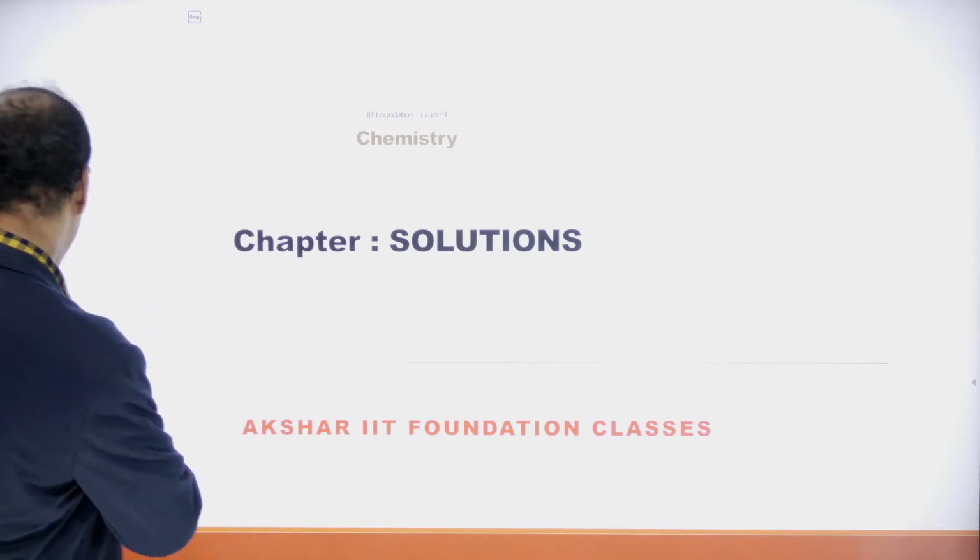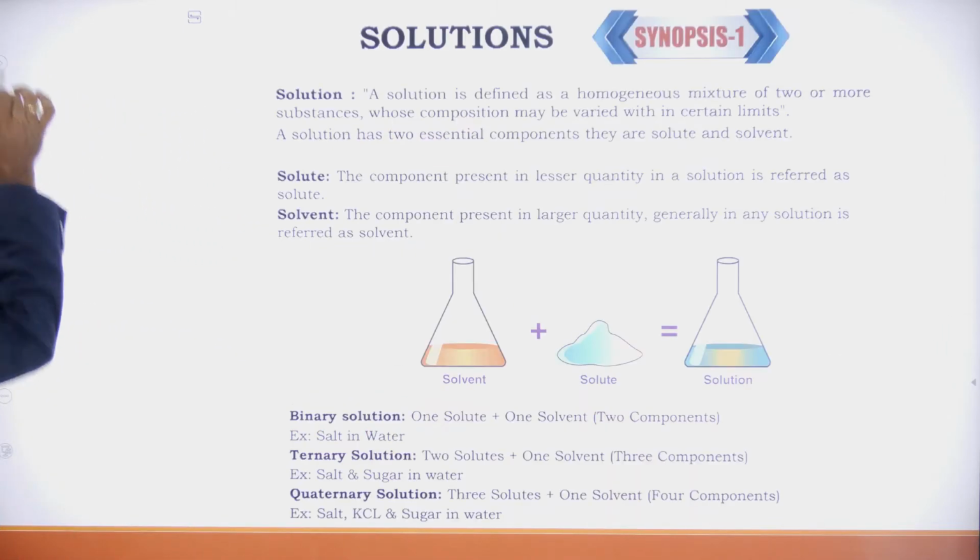Very good. Now apart from the binary solutions, what other solutions are there? Ternary solutions, quaternary solutions, right? Ternary means which consists of three components, in which one is a solvent, two are the solutes. And quaternary means which consists of four components, in which one is a solvent and three are the solutes, right? So that was the first slide.